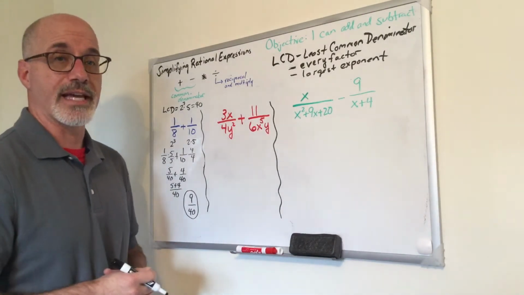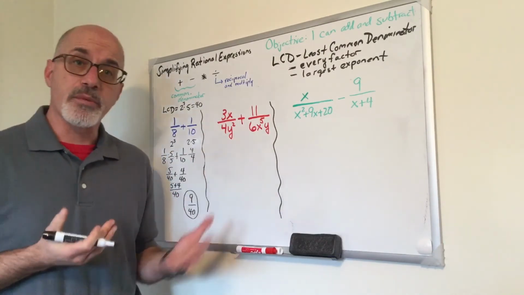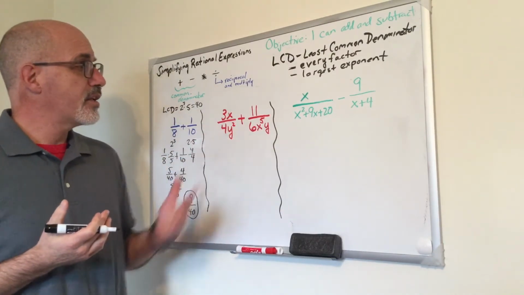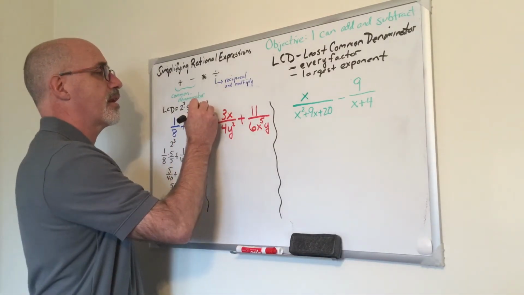Now you should look to see if that can be reduced by any common factors, and in this case it can't. Now let's try adding in variables in the denominator. So we're going to look at this one and decide how we're going to come up with the least common denominator for it.